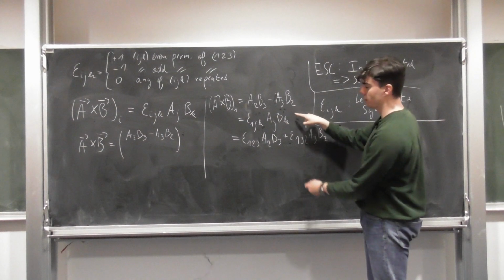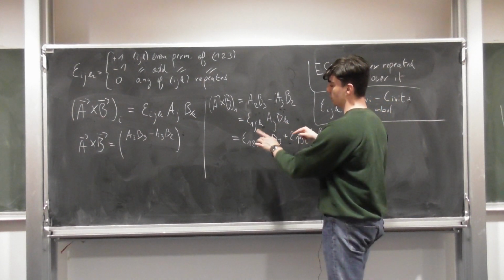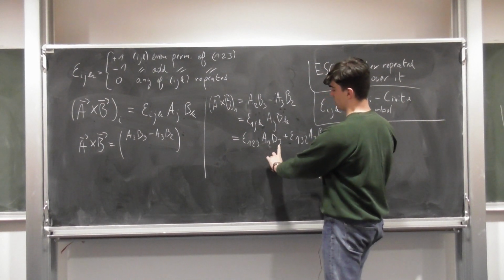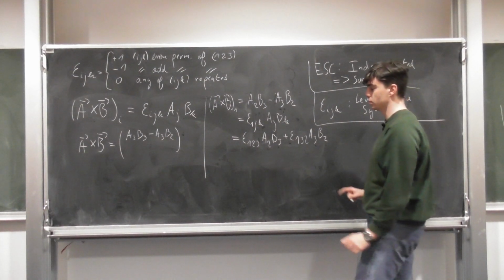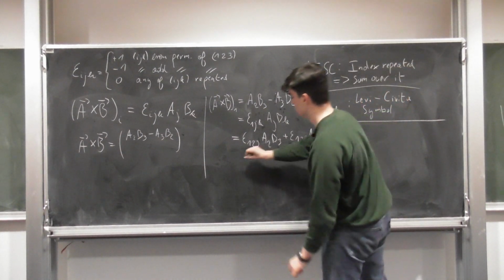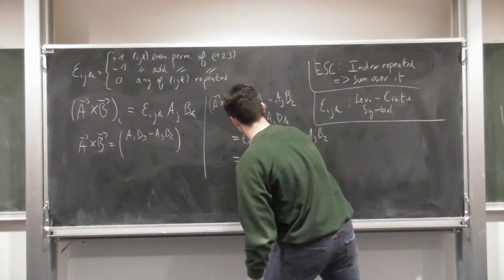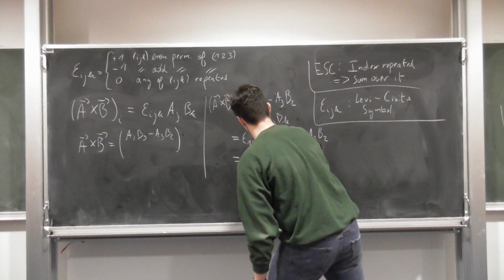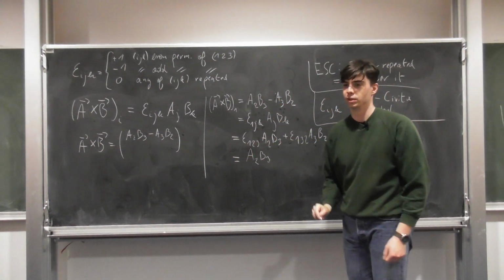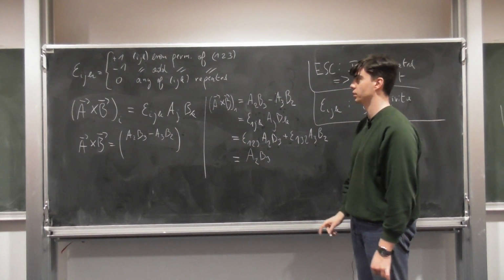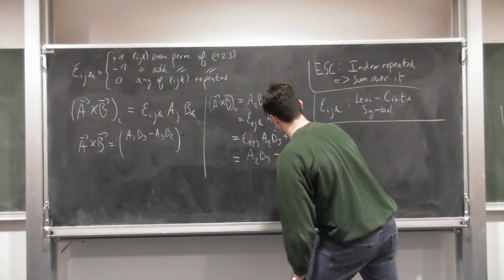Okay, so from this step to this step, I've summed over the possible values of j and k, but the only non-zero ones are when j is equal to 2 and k is equal to 3, or when j is equal to 3 and k is equal to 2. Okay, so now we just need to compute these symbols. You should all be screaming that this is equal to +1. So this is just A2 B3. And 1, 3, 2 is just one permutation away from 1, 2, 3. So this is an odd number of permutations away. So this symbol is equal to -1. That gives us A3 B2.